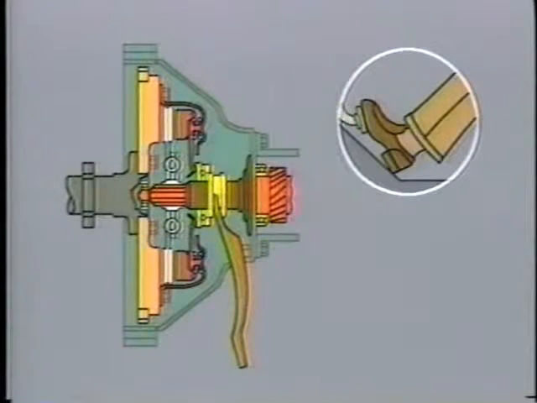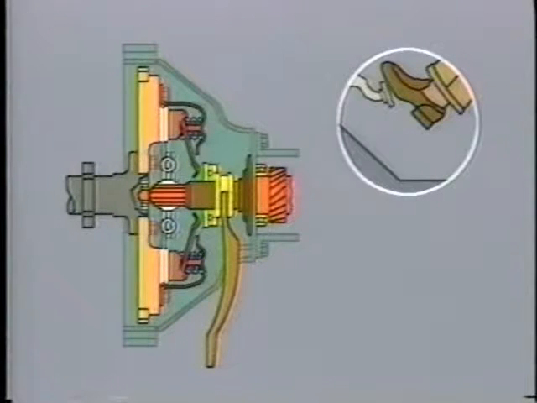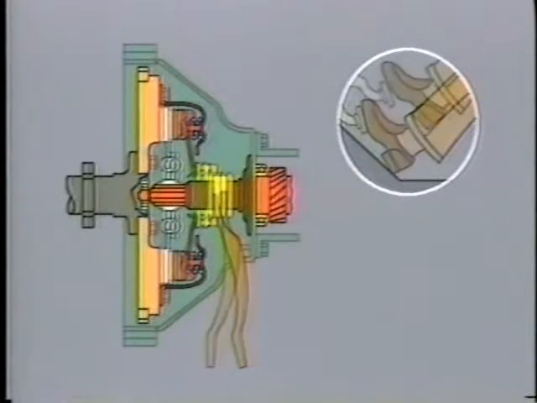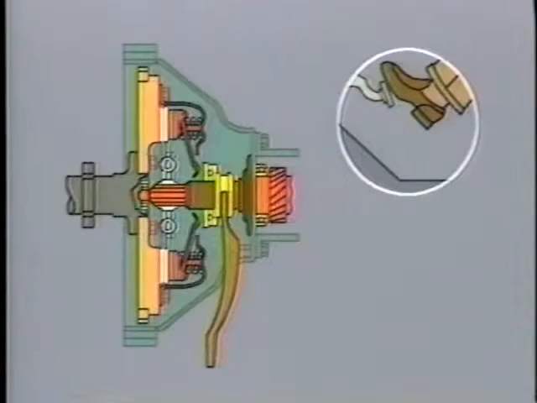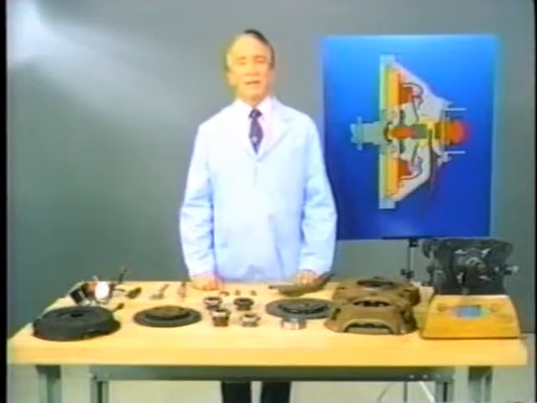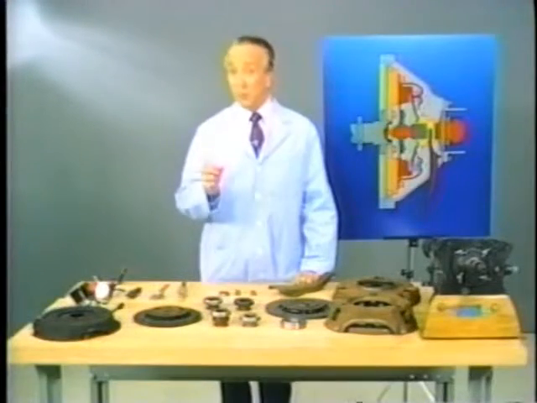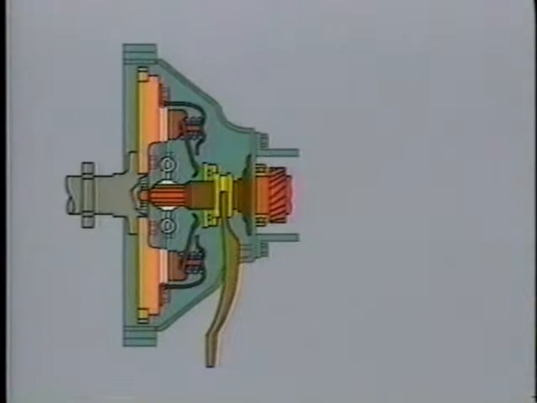The pressure plate forces the friction disc against the engine flywheel, rotating the transmission input shaft. The transmission then sends power to the drive wheels. We'll talk more about operation in a minute, but first, let's review clutch system components.